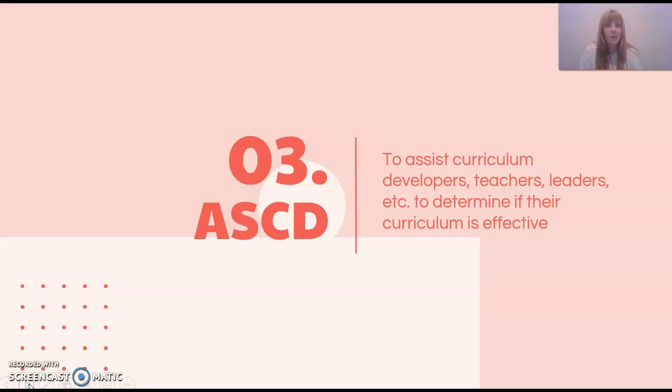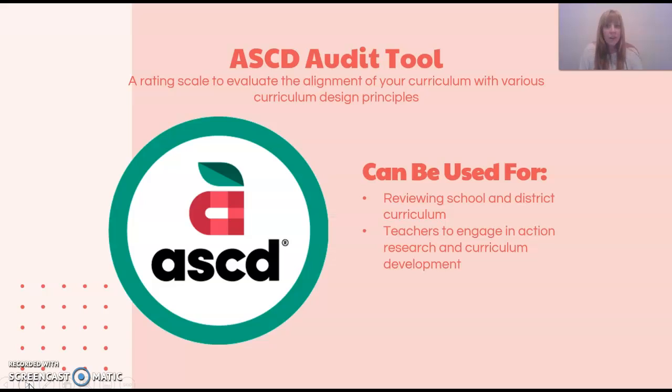The next thing we're going to talk about is the ASCD audit tool. It assists curriculum developers, teachers, and leaders to determine if their curriculum is effective. It uses a rating scale to evaluate the alignment of your curriculum with various curriculum design principles. It can be used for reviewing a school curriculum or a district curriculum, and it can also be used by teachers to engage in action research and curriculum development.